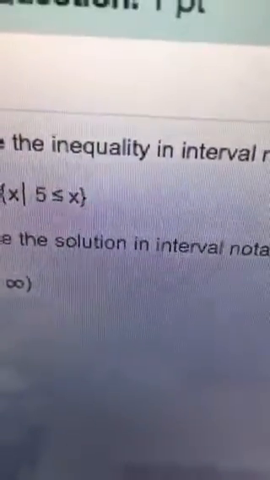Now notice this was negative infinity, and it says 5 is less than x. I'm looking to see, what did they do? 5 is less than or equal to x. This is the wrong answer on here. It's supposed to be from negative infinity to 5 is what that's supposed to be. That's odd.